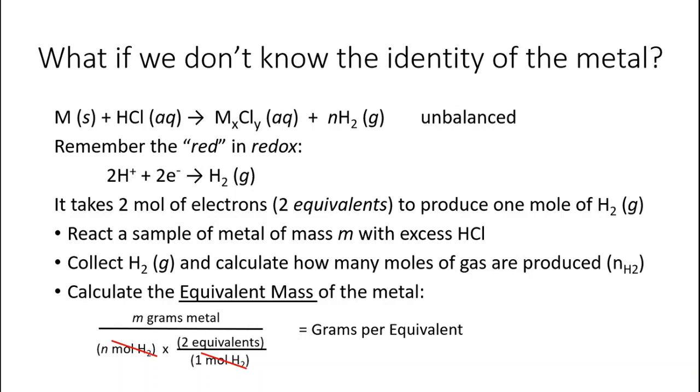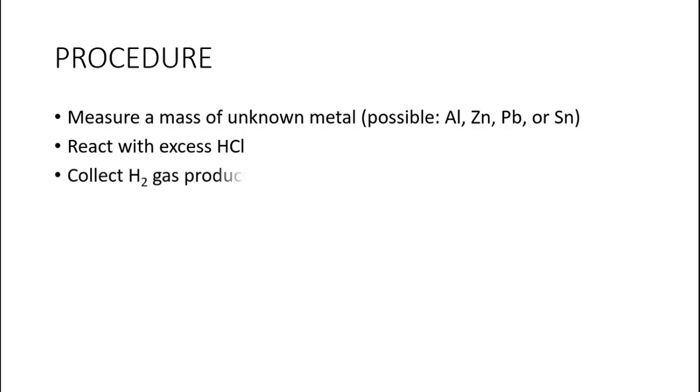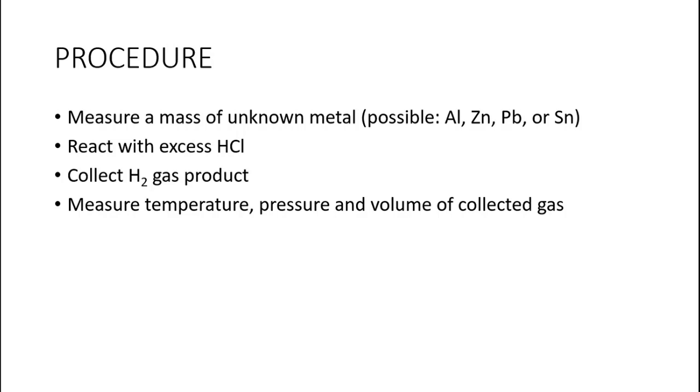Now we'll need, again, some additional information to use the grams per equivalent and then be able to identify who the metal was. So here is the procedure that you're going to be following today. First, you're going to measure a mass of the unknown metal. And at this moment, we have 4 possible candidates here. We have aluminum, zinc, lead, or tin. We're going to react the metal with excess HCl. We'll collect the hydrogen gas product. And then we'll measure the temperature, the pressure, and the volume of the collected gas.